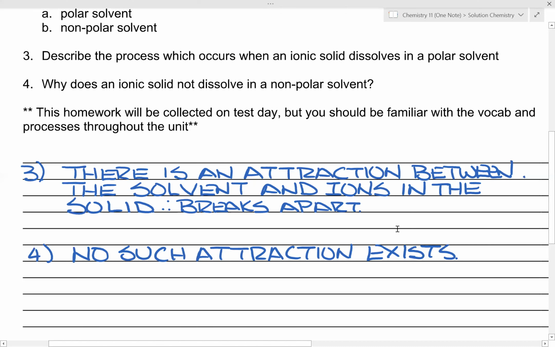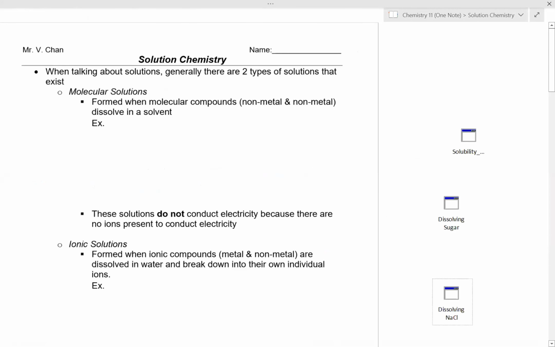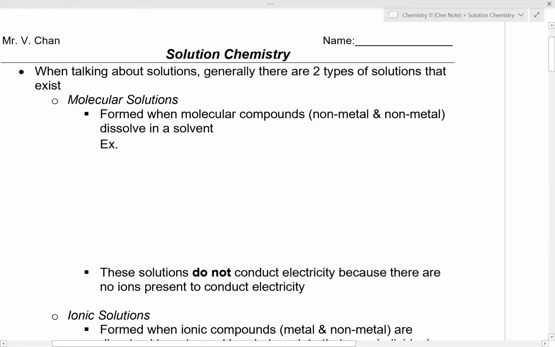Now, why does an ionic solid not dissolve? Because none of that type of attraction exists. And so that's why if you try to dissolve salt in something like oil, which is a nonpolar solvent, there is no dissolving because there's no attraction. Now, what I want to do today is talk a little bit more about the dissolving process and the difference between types of solutions.